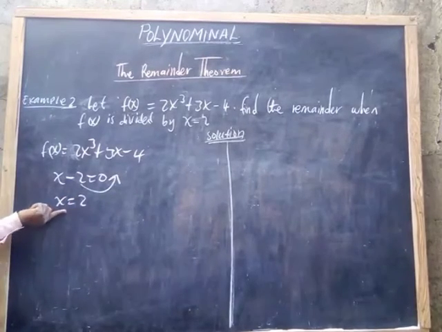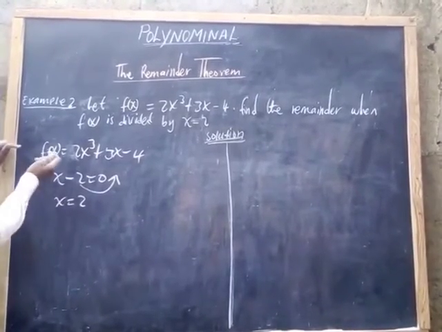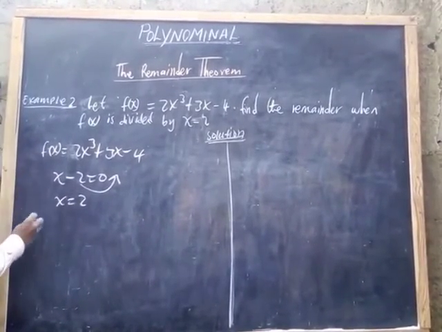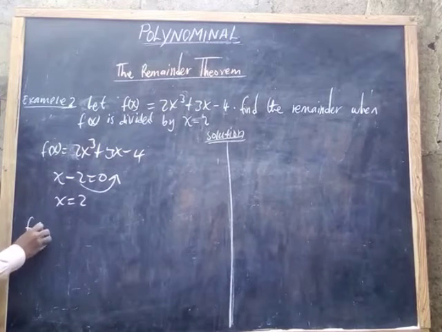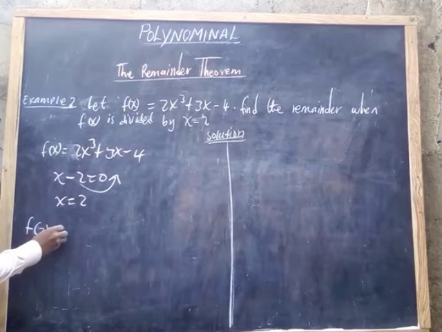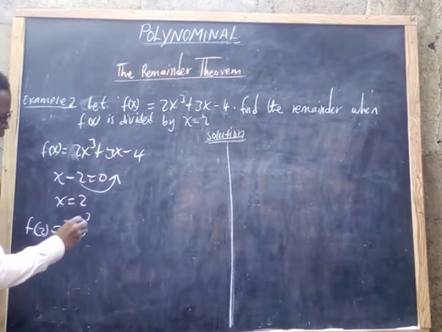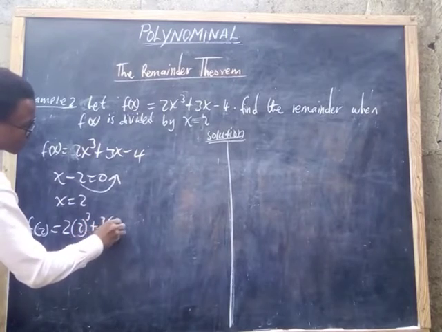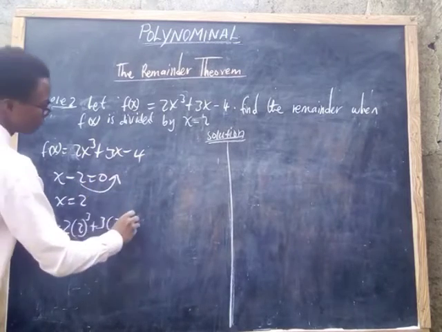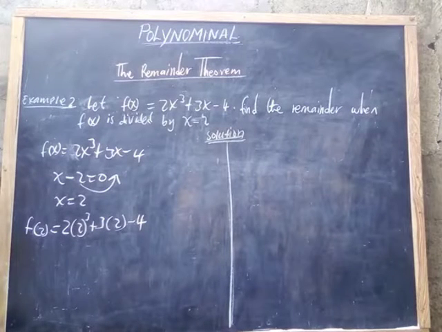Good. So now the value of x is what? 2. So you use this function. Anywhere you see x, you put 2. So f of 2 is equals to 2 raised to the power what? 2 cubed, right? Plus 3 brackets 2, right? Minus 4. Do you see there is no x? Anywhere you see x, you put what?